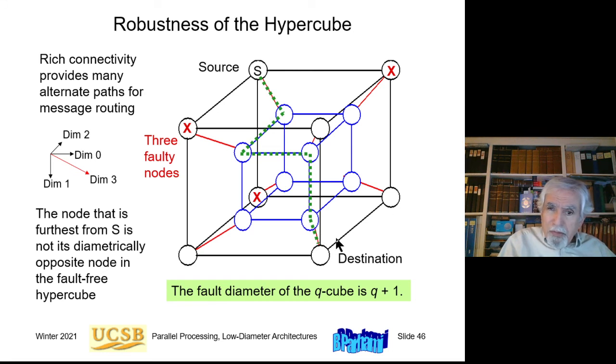The smaller the fault diameter, the more resilient the network is. In other words, its performance will not be affected by much if the fault diameter is only slightly more than its original diameter.